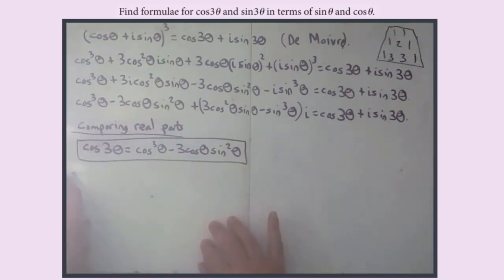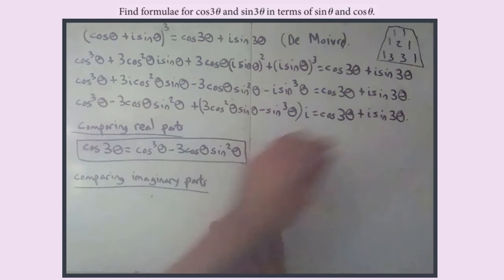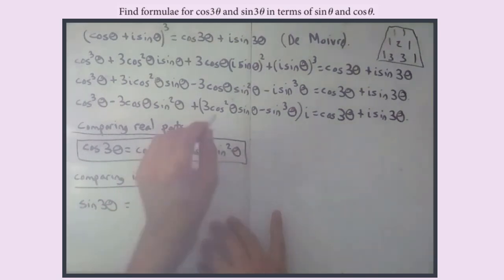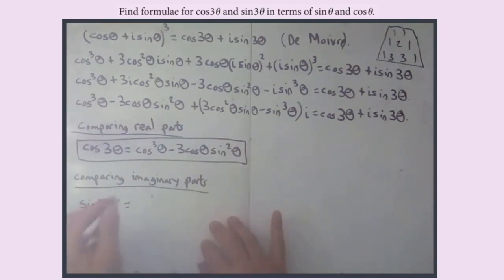And now we compare the imaginary parts. On the right hand side we have sin 3θ, exactly what we want, equals, on the left hand side, 3 cos squared θ sin θ minus sin cubed θ.